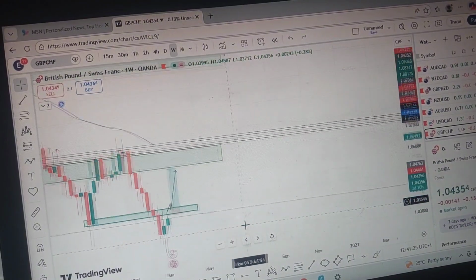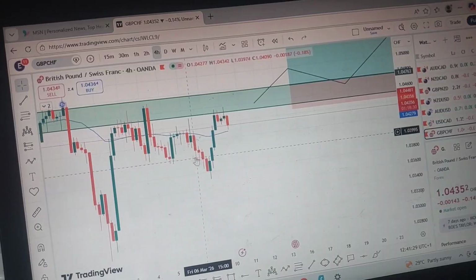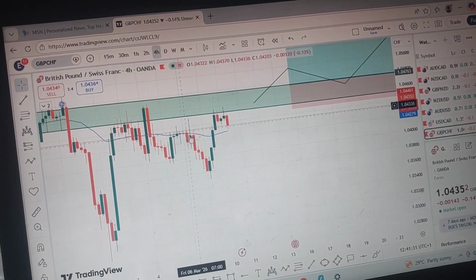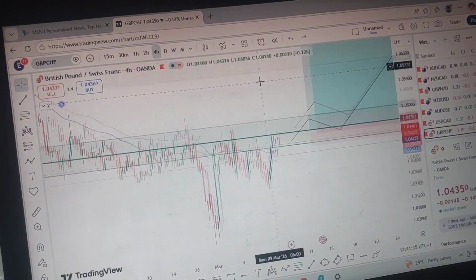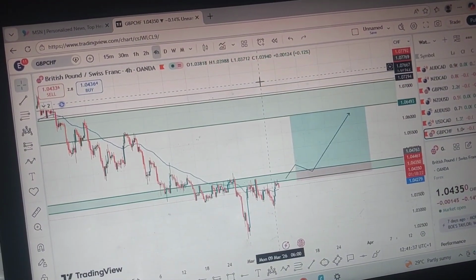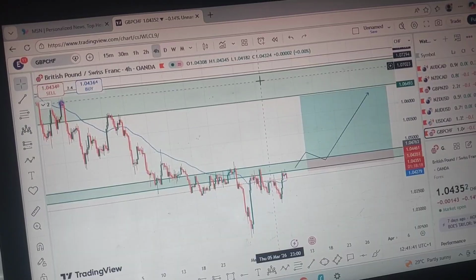So all I'm waiting for is just a quick break and retest of these 4 hours. We have a trade because the 4 hours have shifted from bearish to bullish. I'll be waiting for a quick break and retest for me to take the trade to the upside. That's what I'm expecting in GBP CHF.